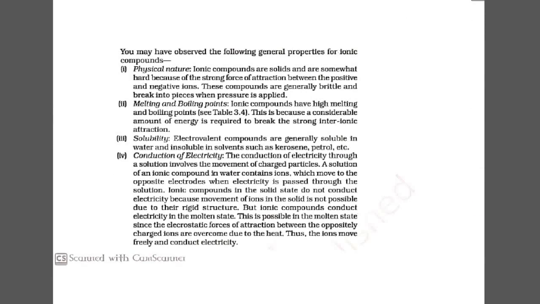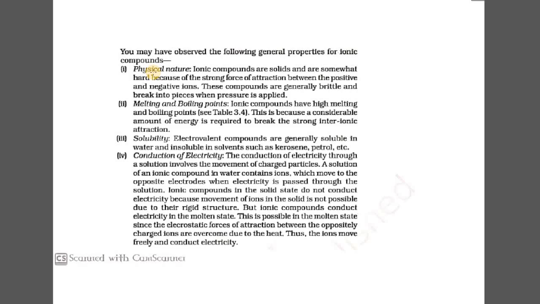Let us see them one by one. The very first is the physical nature. The physical nature of these ionic compounds is generally solid, and they are somewhat hard because they have a very strong force of attraction between the cations and the anions. They are generally brittle, and if you hammer them, they will break into pieces. I hope everyone understands what we mean by ionic compounds: all those compounds which have the presence of an ionic bond in them are called ionic compounds.